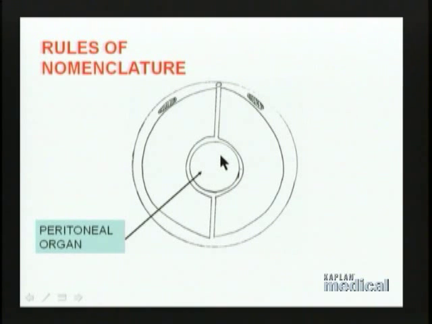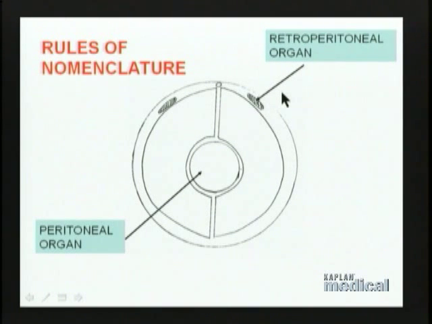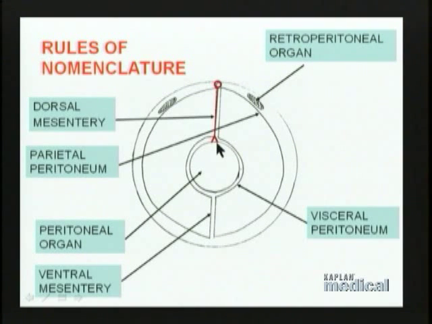And when you have an organ that is partially covered by peritoneum, but not completely surrounded, we'll call that kind of an organ a retroperitoneal organ. So peritoneal organs are completely surrounded by peritoneum. Retroperitoneal organs are partially covered but not completely surrounded by peritoneum. That's between the layers of the mesentery. Pass between the layers of the mesentery.